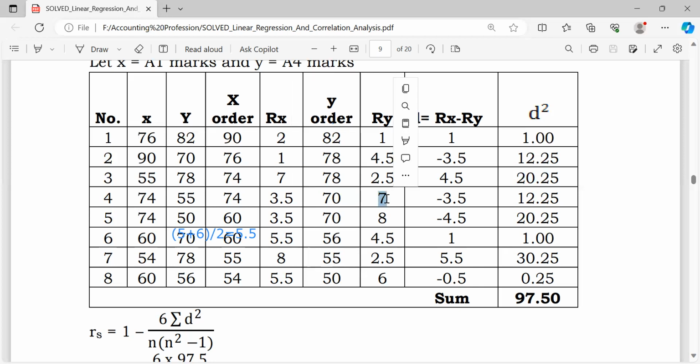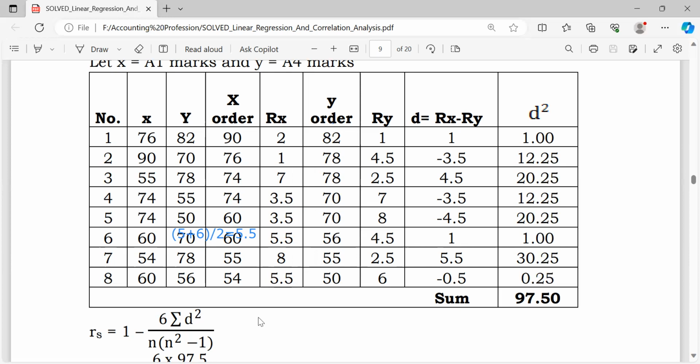3.5 minus 7 equals negative 3.5. If you square it, you have 12.25. 3.5 here minus 8, you have negative 4.5. If you square it, you have 20.25. 5.5 minus 4.5 would have 1. The square of 1 would give you 1. And 8 minus 2.5 would have 5.5. And if you square this, would have 30.25. And lastly, 5.5 minus 6, this would give negative 0.5. And if you square it, would have 0.25.